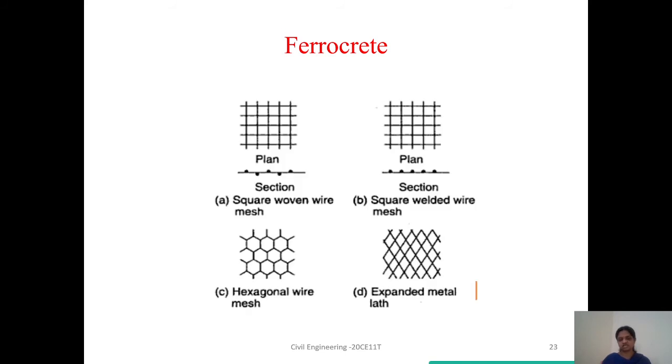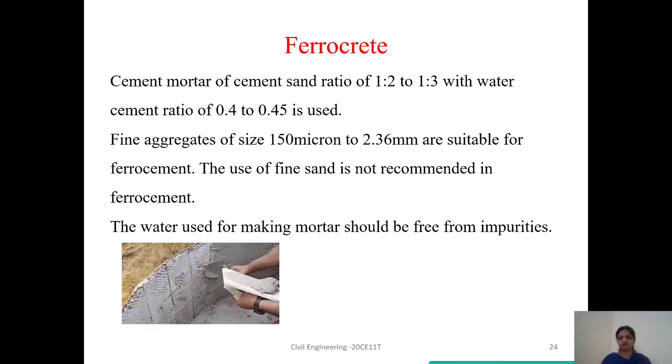So here we can see the wire mesh which is used, square woven wire mesh which is shown here. This is the welded wire mesh, hexagonal wire mesh and expanded metal lath. Cement mortar of cement sand ratio 1:2 to 1:3 with water cement ratio 0.4 to 0.45 is used, and fine aggregates of size 150 micron to 2.36 micron are suitable for ferrocement.